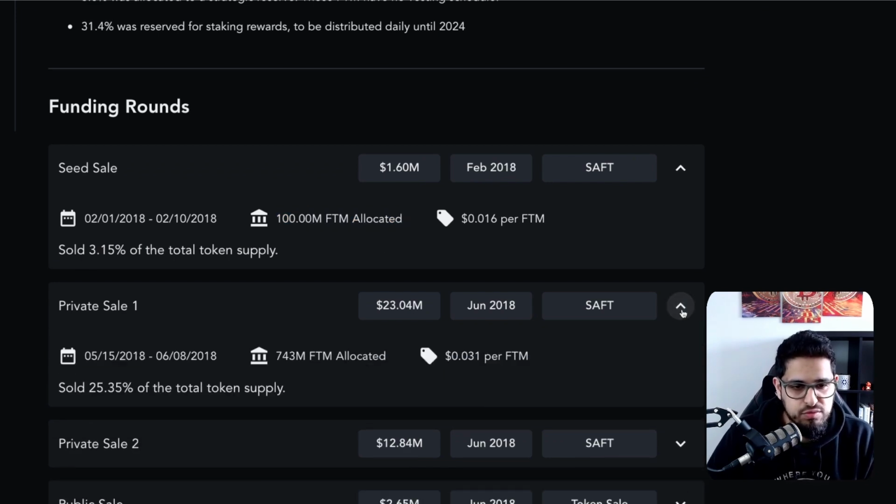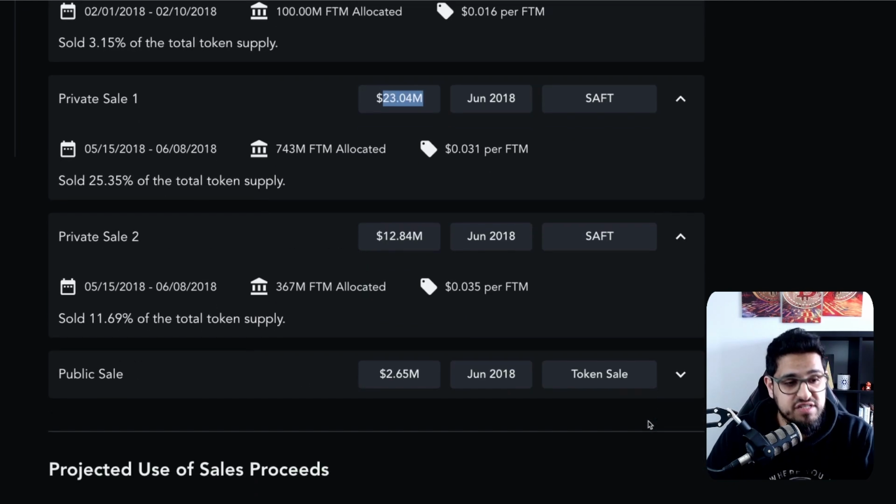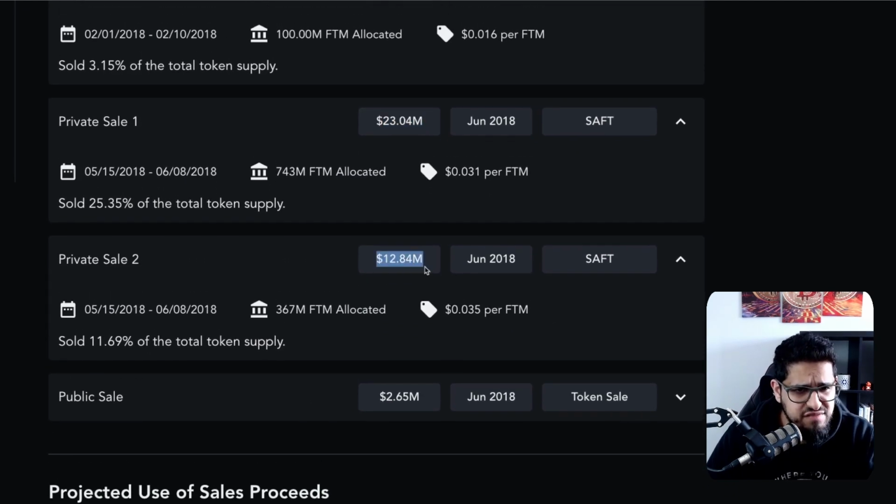Then in June, they went ahead and did another sale of a quarter of the supply, guys, 25.35% of the total supply, which was 743 million Phantom, and they raised $20 million. That was the first private sale. Then in private sale number 2, they raised another 12.84 million, selling 367 million Phantom. That's 11.6% of the supply.